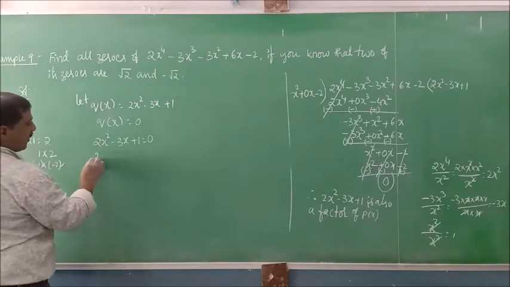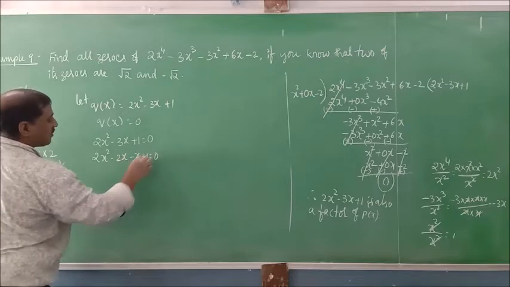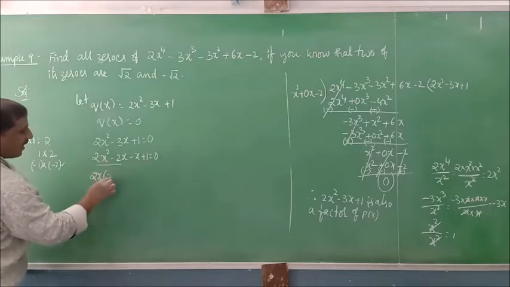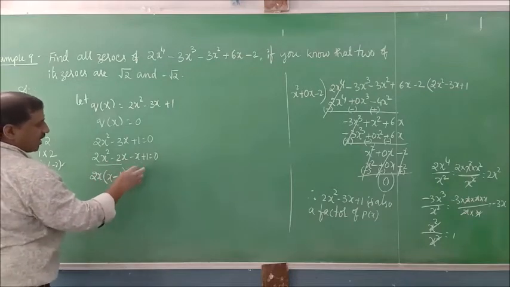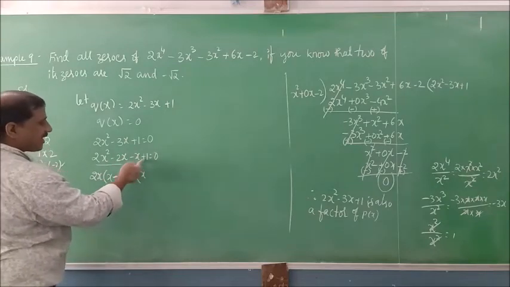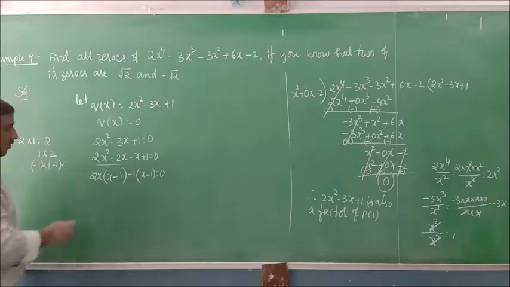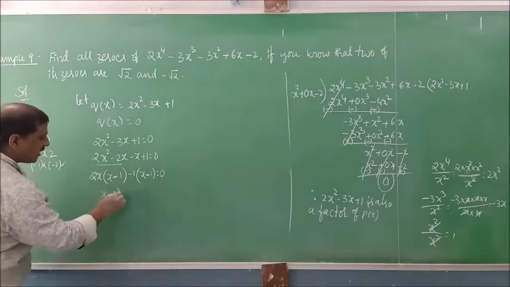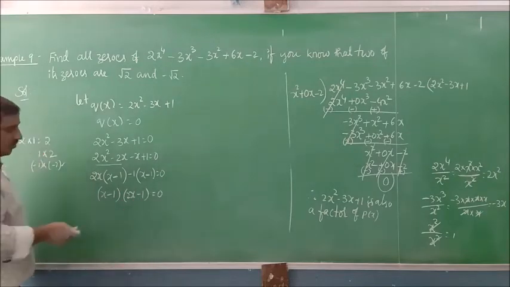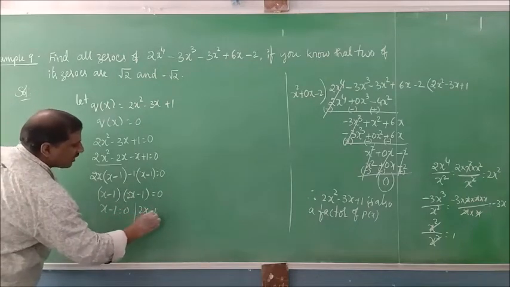Minus 3. So 2x square minus 2x minus x plus 1 is equal to 0. From these two take 2x common, then x, here it is minus 1, and here 1 is common, take minus 1 common, then x, and plus is minus into minus, therefore it is minus 1, that is equal to 0. Now x minus 1 is a common factor: x minus 1 into 2x minus 1 is equal to 0. That is x minus 1 is equal to 0 or 2x minus 1 is equal to 0.